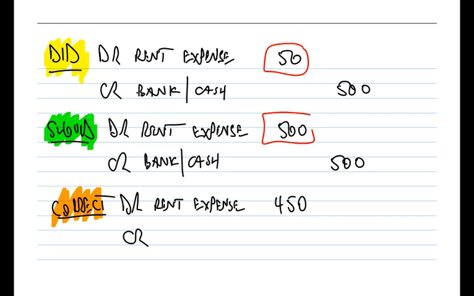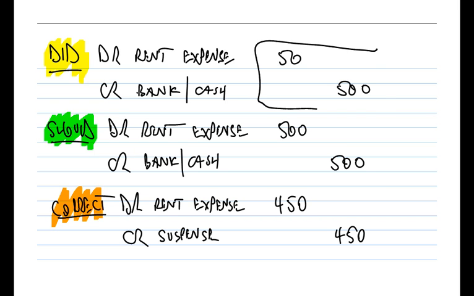Where's the credit side going to go? Well, as we said, we don't need to do anything to bank and cash. That was correct. What we do need to credit is the suspense account. Remember, because the original double entry didn't balance, we will now need to affect the suspense account. So we'll post a credit entry to the suspense account of 450. And if you imagine what that credit to the suspense is doing, if you look back at the original double entry, we had a 50 on the debit side and a 500 on the credit side.